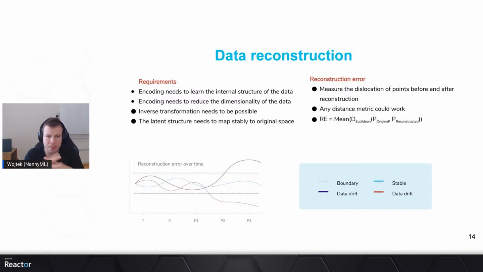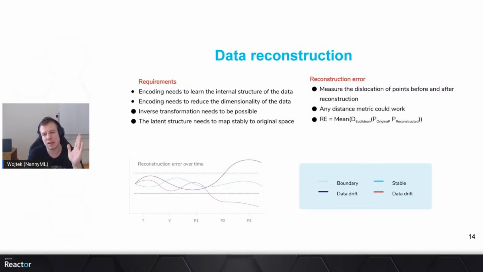We need to create some kind of compression there, and we need to be able to do an inverse transformation. And there's one more requirement, which is that the latent structure, the hidden structure that I mentioned, the narrow part of the variational autoencoder, needs to map in a stable way to the original space. And why is that? Because what we're going to measure as our data drift signal is the reconstruction error. So we're going to measure the dislocation of points before and after the reconstruction.